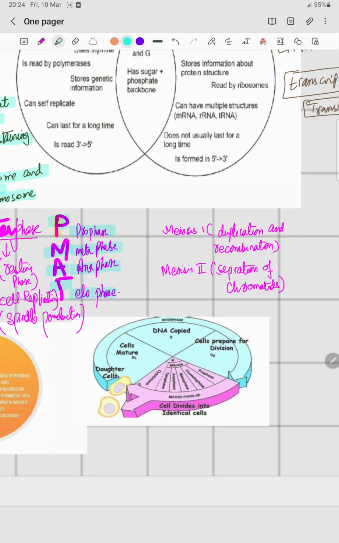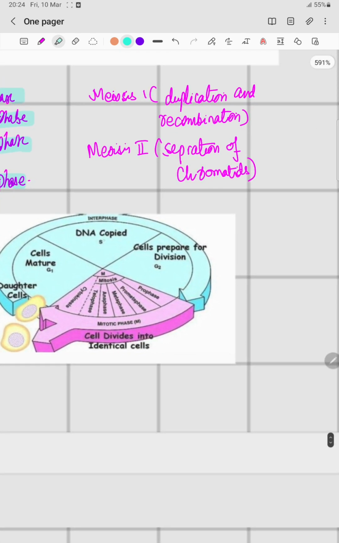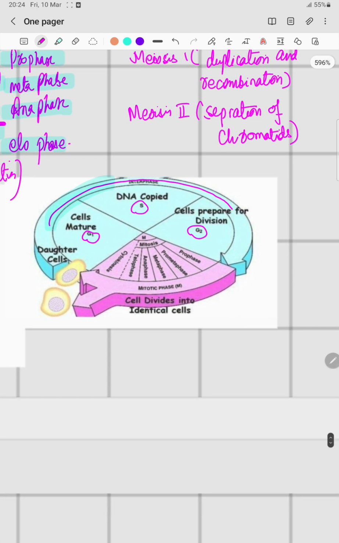So what happens in meiosis 1? There is duplication and recombination in meiosis 1, and what happens in meiosis 2? There is separation of the chromosomes. And here you can see that this whole cycle is the interphase. It includes the G1 phase, which includes the cell's maturation, S phase is DNA synthesis, and G2 phase is the cell preparing for division. And then we come to the mnemonic PMAT, and at the end is the cytokinesis.